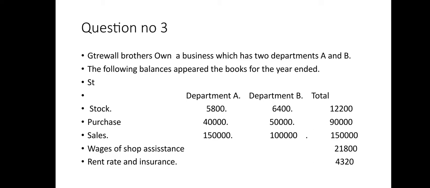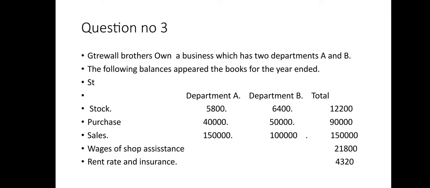You can see in Department A the stock is 5,800, and in Department B the stock is 46,400, and the total stock is 1,22,000. It's an opening stock. We will write this opening stock as we did in the last two questions, on the trading account on the debit side. Next we find purchases: 40,000 for Department A and 50,000 for Department B, and the total is 90,000. So we will write the purchases on the debit side of the trading account, 40,000 in the column of Department A and 50,000 in the column of Department B.